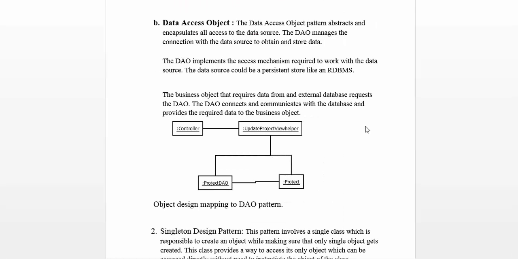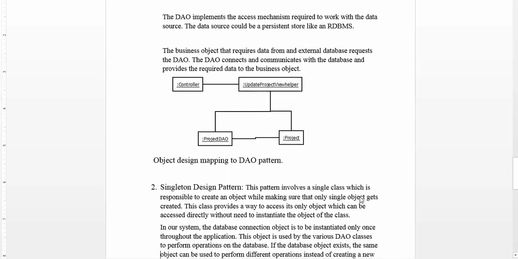The data access object manages the connection with the data source in order to obtain and store data. The DAO connects and communicates with the database and provides the required data to the business object that requests it. Next is the singleton design pattern.